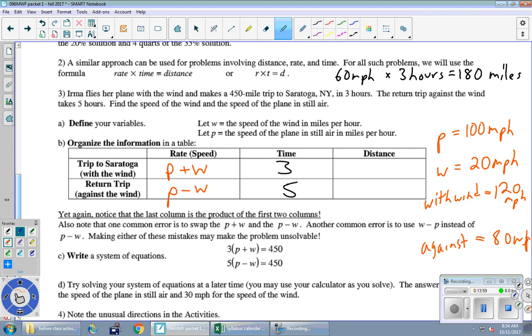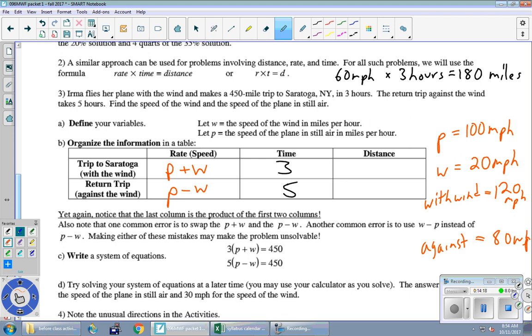I could change the problem a little bit. I can make it a boat. What about a boat in a river? What takes the place of the wind? The current, right? You can have the current helping you in one direction and hurting you in the other direction. When it helps, it's a plus. When it hurts, it's a minus. That's always what goes there.